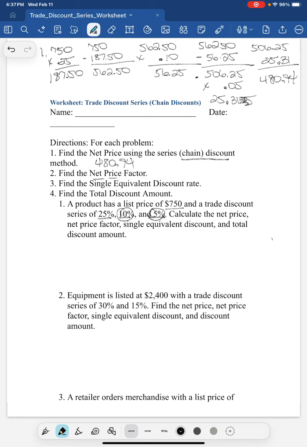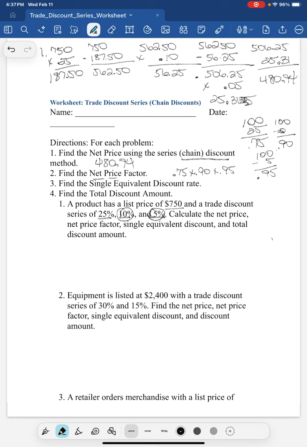In order to find the net price factor, you have to find the complements of your trade discounts. All that means is, what do you have to add to it to make 100? If you have 100 and you subtract 25, you get 75. If you subtract 10, you get 90. If you subtract 5, you get 95. We make all of these decimals and multiply them together to find the net price factor: 0.75 times 0.90 times 0.95.